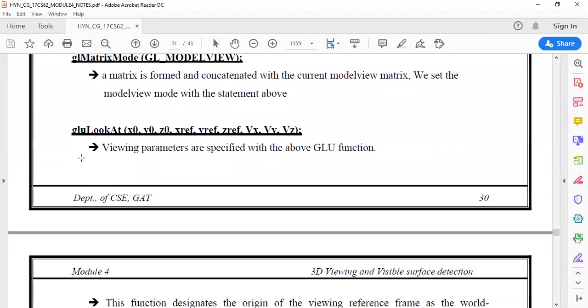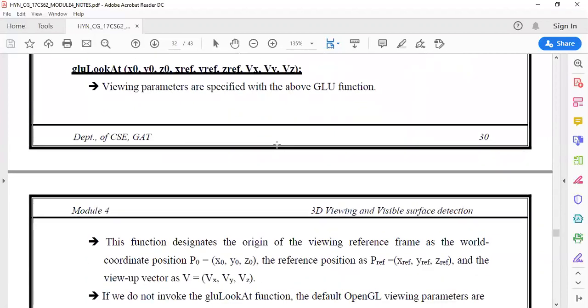Then we have used one function called gluLookAt. We used this function in the 4th lab program where we did perspective projection. How many parameters does gluLookAt have? It has 9 parameters: x naught, y naught, z naught, that is my origin; x reference, y reference, z reference, that is the point on my view plane; and Vx, Vy, Vz, the view up vector. So viewing parameters are specified with the above GLU function, that is the graphics library utility function.